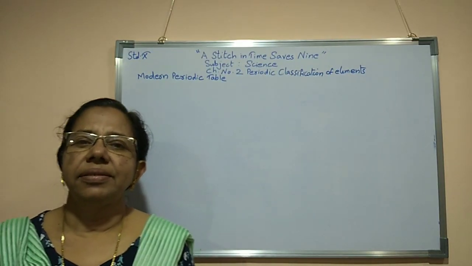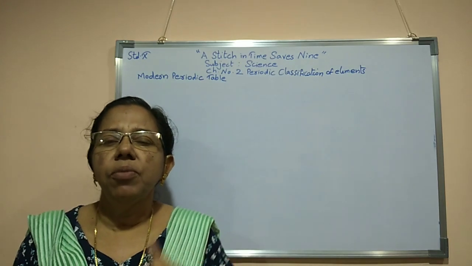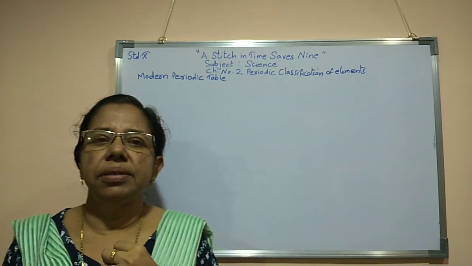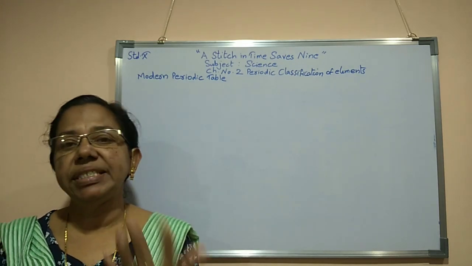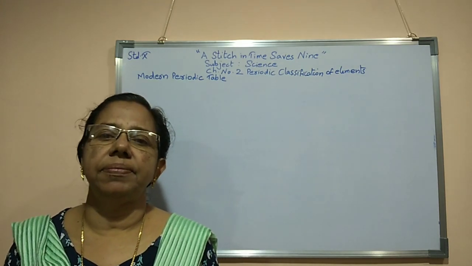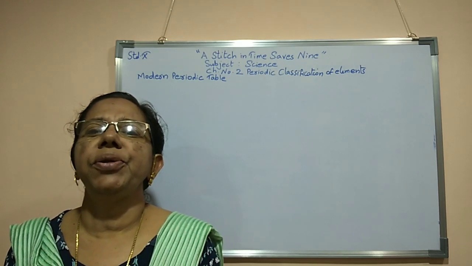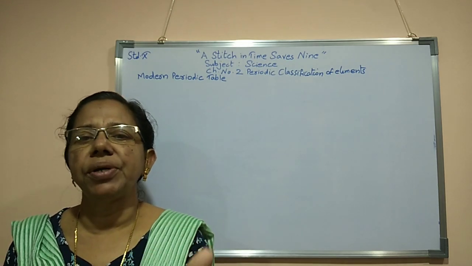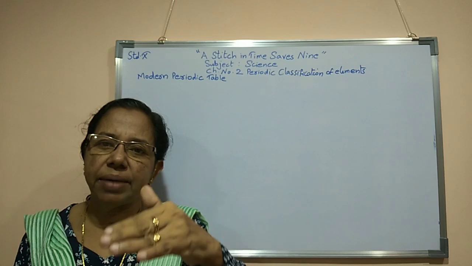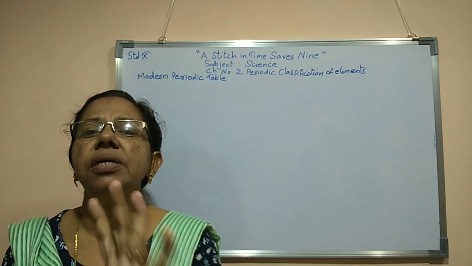Let us study the modern periodic table. Who made the modern periodic table? Moseley, Henry Moseley. In which year? 1913. In 1913, Moseley developed a new periodic table. That periodic table is known as the modern periodic table. The modern periodic table has one more name, that is the long form of the periodic table.